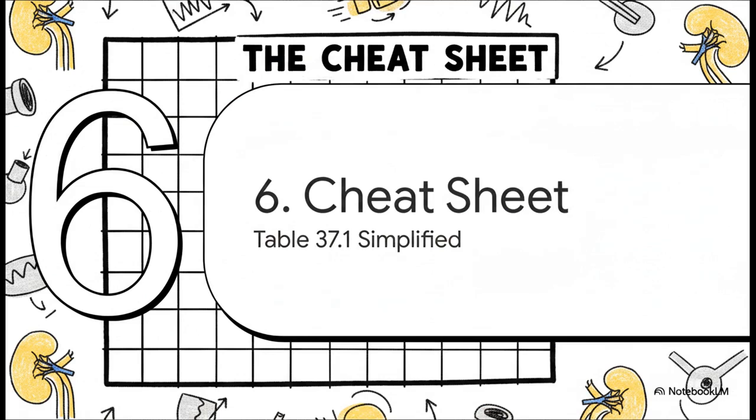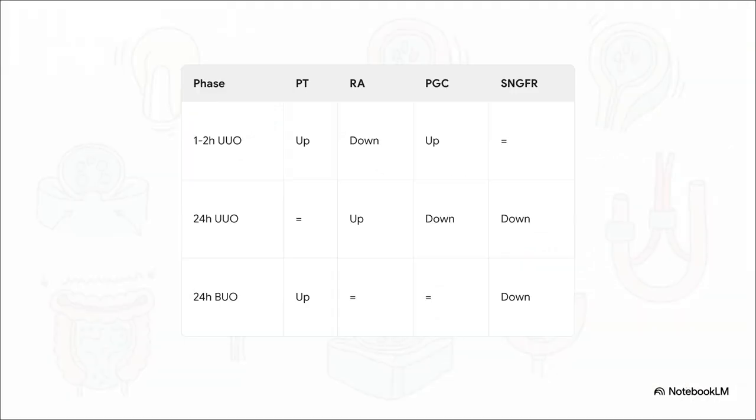Let's wrap things up with Section 6, the Hemodynamics cheat sheet. Table 37.1 simplified. So the crucial point is this. If you want a screenshot-worthy summary, you just need to memorize these distinct phases. In early UUO, at the 1 to 2 hour mark, prostaglandins rule. PGE is way up, but RA drops, so PGC spikes, which keeps SNGFR completely unchanged. In late UUO at 24 hours, angiotensin II and thromboxane rule. Afferent resistance shoots way up, starving the glomerulus. PGC drops and SNGFR crashes down.